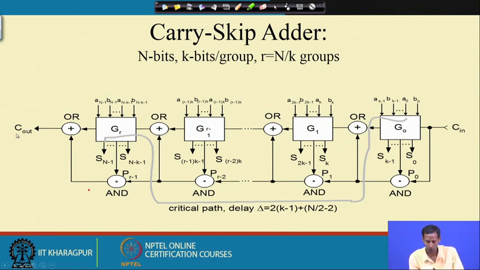Okay. So, now the critical path will traverse from this particular point to this. Okay. And the total delay will be 2k minus 1 plus n by 2 minus 2, where k is the number of bits per group, and n is the number of bits that we have considered.